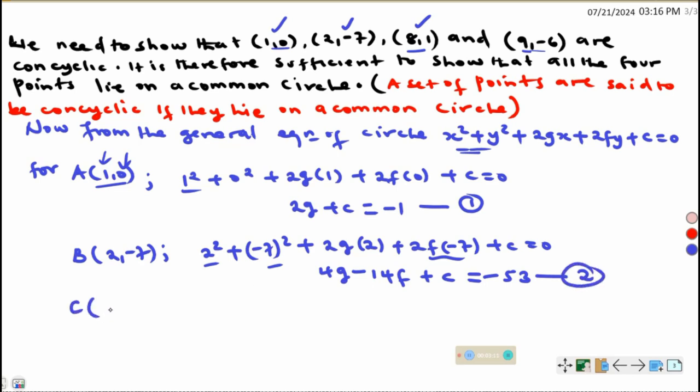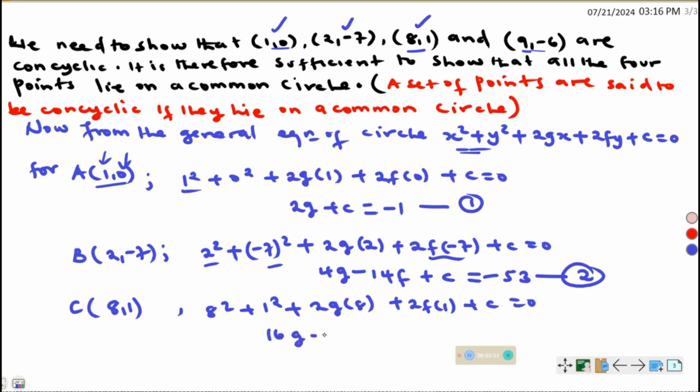Similarly, point C, that is (8, 1). Doing the same, we shall have 8 squared plus 1 squared plus 2g into 8 plus 2f into 1 plus c equals 0. This will give us 16g plus 2f plus c. 64 plus 1, when it crosses, gives negative 65.